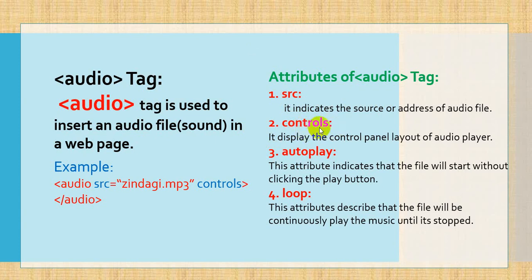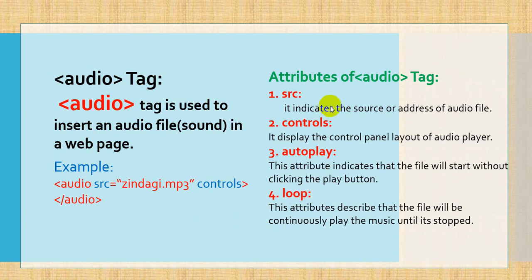Controls means play button, pause button, volume control. So all the controls will display when you use this attribute. We also saw the autoplay attribute, which plays your audio automatically, meaning you don't need to click on the play button. Then loop. What is meant by loop? The loop attribute specifies that your audio will play continuously until you click on stop. Once the audio ends, it will restart, so it keeps playing without any stopping.